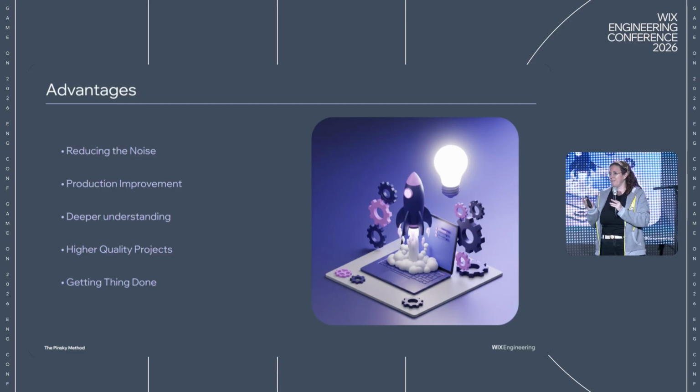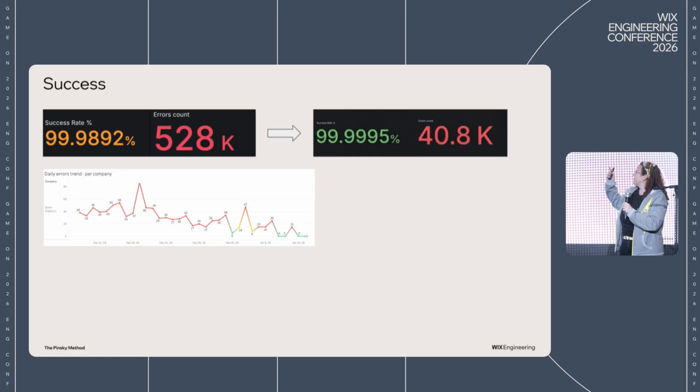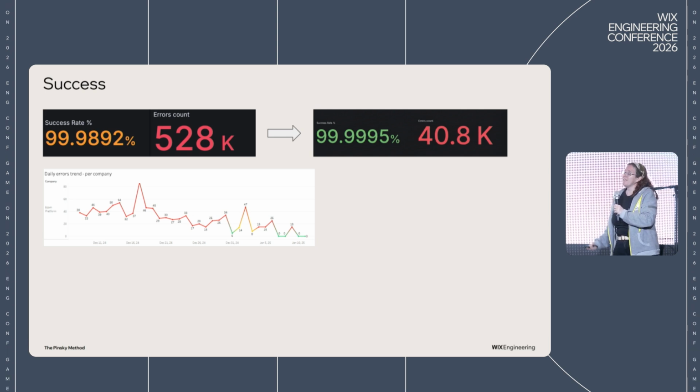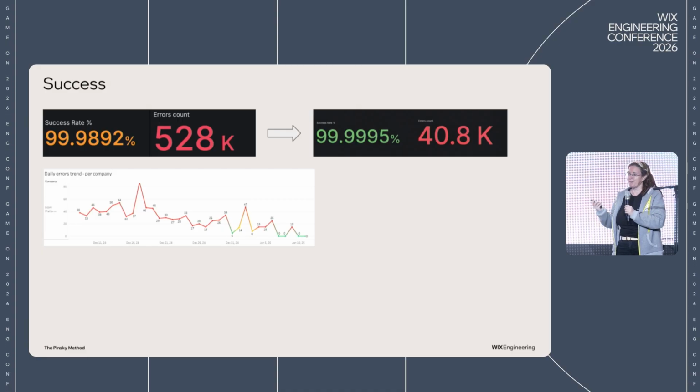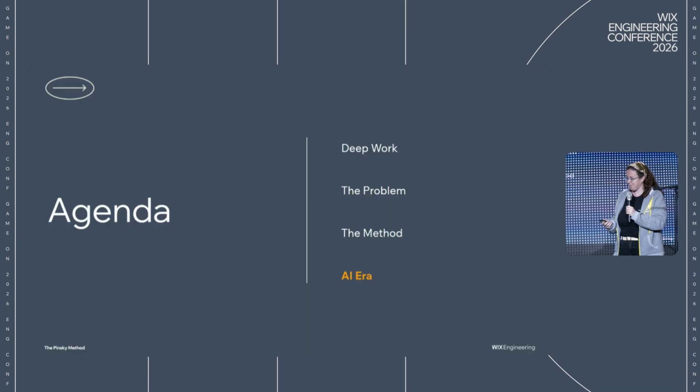Now, it's really hard to measure, but I did manage to bring a few things that we did manage to measure, so we can see that our success rate improved dramatically. The number of errors dropped a lot. And we also feel like we're getting a lot more tasks done, even though I don't have the numbers to show you. But we are getting a lot more tasks done.